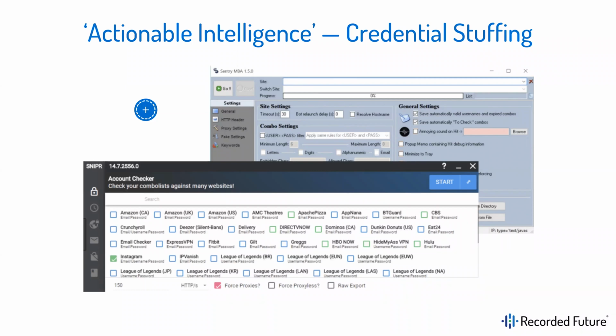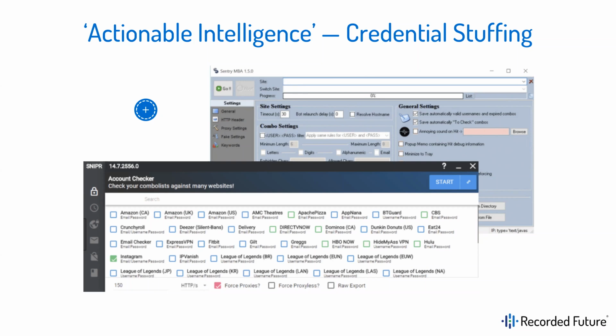So that's great. You look at that and you say, okay, that's nice. I get it. I understand. I see, bad guys are using these types of tools for credential stuffing. That's great. What do I do with that? What am I supposed to do with that? And that's really the question with intelligence is always, what do I do with it? What's the outcome? How do I measure it? How do I communicate it?